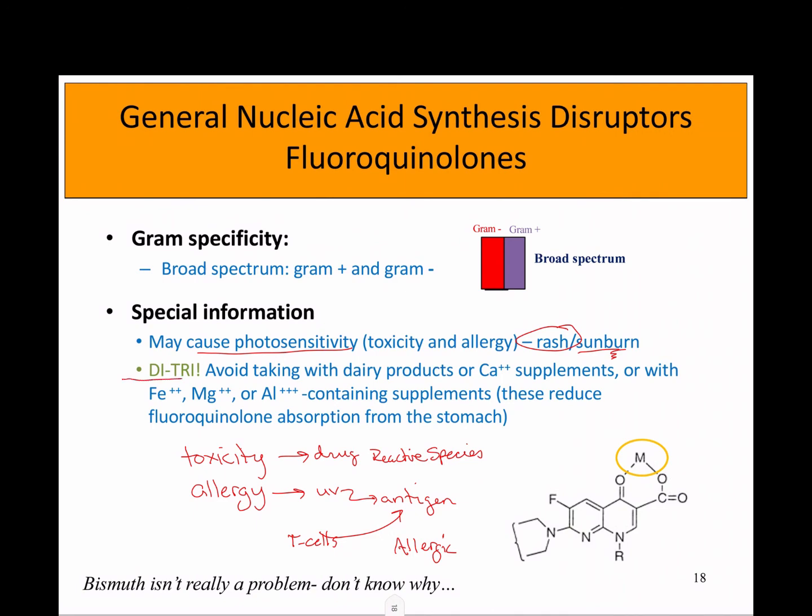These are also what we're calling a ditri, and ditris were agents that chelated di- or trivalent cations. So those cations are chelated in here. For the fluoroquinolones, that means that you avoid taking them orally with dairy products or calcium supplements, iron, magnesium, or aluminum-containing supplements or antacids. Those will chelate the fluoroquinolone inside the stomach and reduce the absorption. So the reason you don't take them together is because it reduces absorption of the antibiotic.